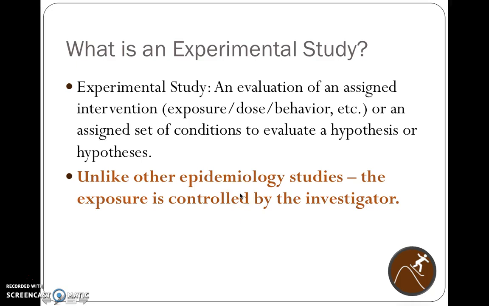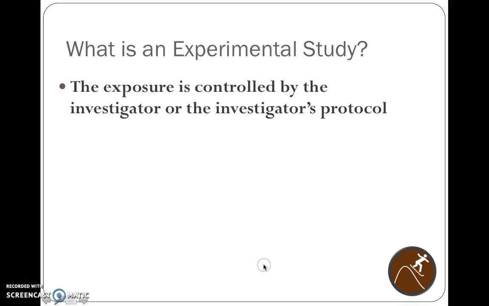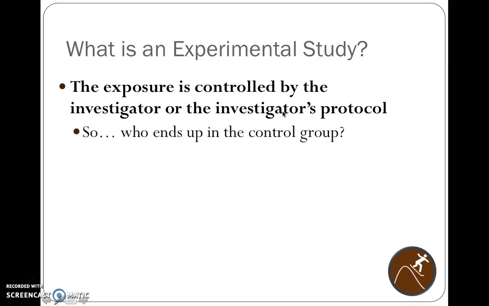Unlike other epidemiology studies and other studies in biostatistics that might be done, or even in biology they do these things, the exposure is controlled by the people doing the study. They develop the program, the protocol for who gets what. It could be by random chance. There could be some way in which they do it. The other epidemiology studies, we've already spoke about cross-sectional studies. The other types of studies that we speak about in this class are case control and cohort studies. Those are observational studies in the sense that there's no assignment of the exposure. So again, the exposure is controlled by the investigator or the protocol set out by the investigator.